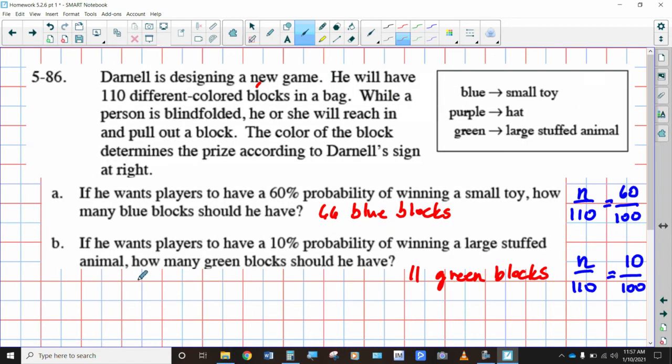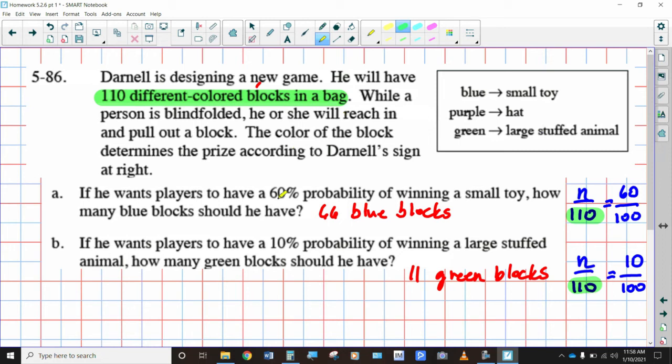Here's another situation that involves proportional reasoning. Darnell is designing a new game. He will have 110 different colored blocks in a bag. Okay, so that is telling us what the total is. He's going to have this number in the bag, so that's going to be our total down here. Here we've got our prizes, right? If you pull out randomly a blue block, you get a small toy. A purple block, you get a hat, and a green block, you get a large stuffed animal.